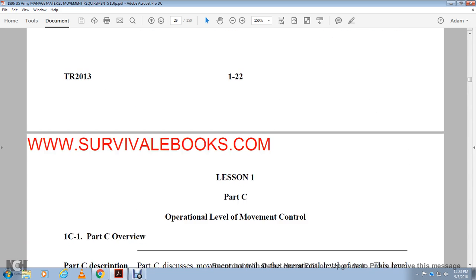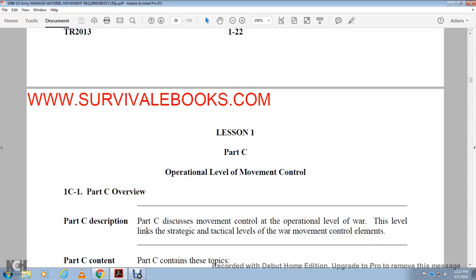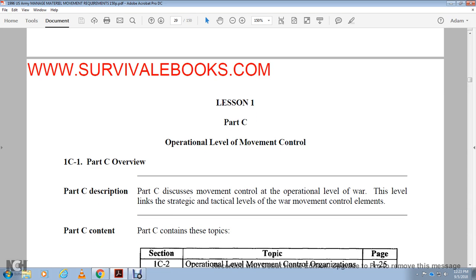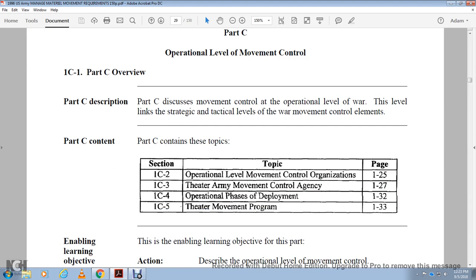Alright, Lesson 1, Part C, Operational Level of Movement Control. Part C description: Part C discusses movement control at the operational level of war, the level that links the strategic and tactical levels of war, and movement control elements. Part C extends to these topics.